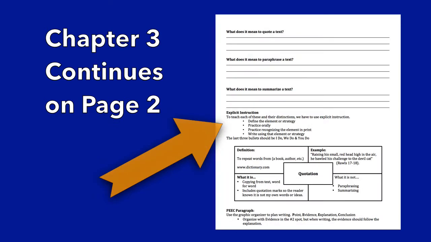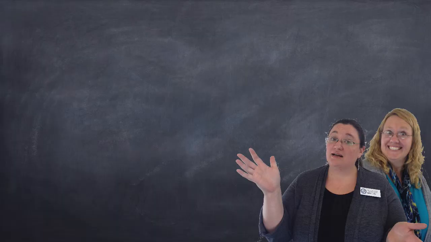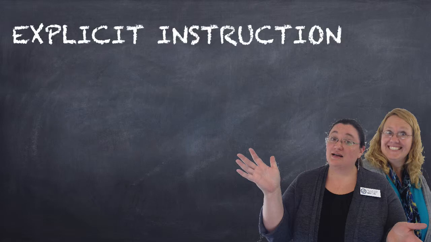Anytime we're talking about good instruction, regardless of the subject area, we know that it's most effective to use explicit instruction with our students. So that applies in writing as well. And as we work through quoting and paraphrasing and summarizing, we want to make sure and follow an explicit instruction format. So we're going to do it with these different steps.